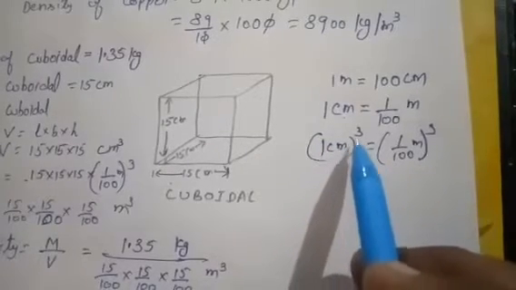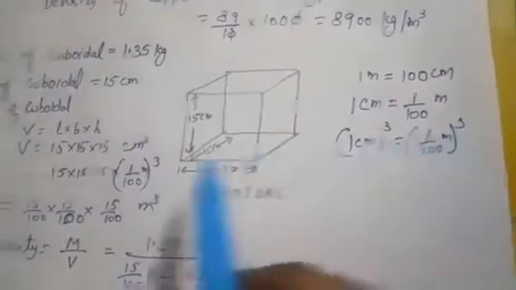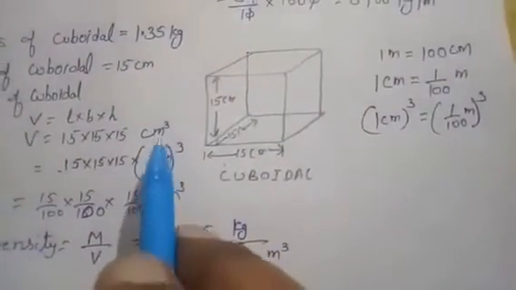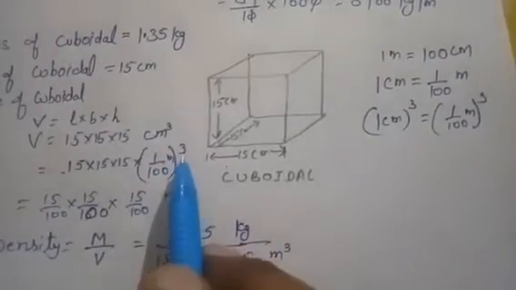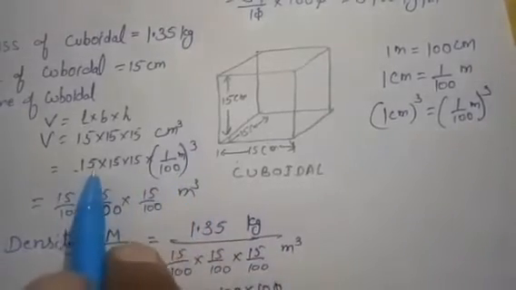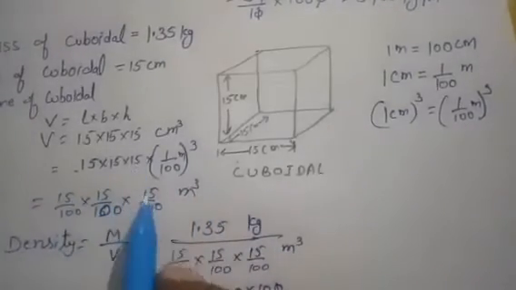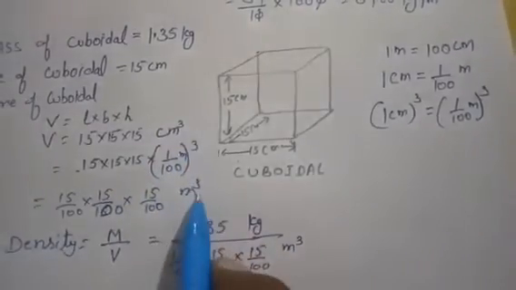So on the left hand side, 1 centimeter cube equals 1 over 100 meter, whole cube. So instead of centimeter cube, you will put (1 over 100 meter) raised to the power 3. So here, look at that, this is the cube, so we can write it as 15 over 100, 15 over 100, 15 over 100, and when you open this bracket it will become meter cube.